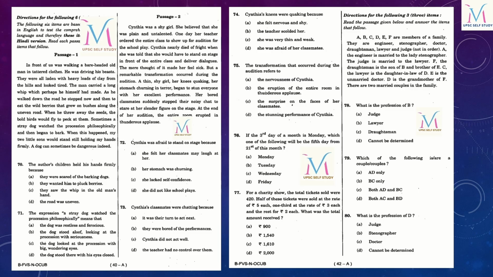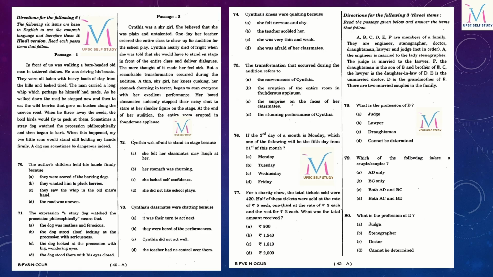The 70th question. The author's children held his hands firmly because: A, they were scared of the barking dogs. B, they wanted him to pluck berries. C, they saw the whip in the old man's hands. D, the road was uneven. So if you read the passage, you will be able to understand. In this passage, the children were scared because of the barking dogs. Okay. So for question number 70, the answer is A.